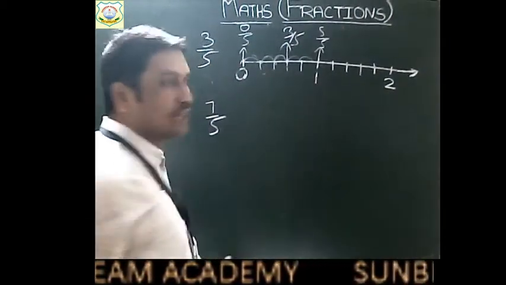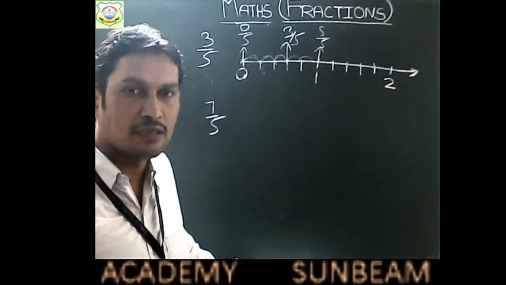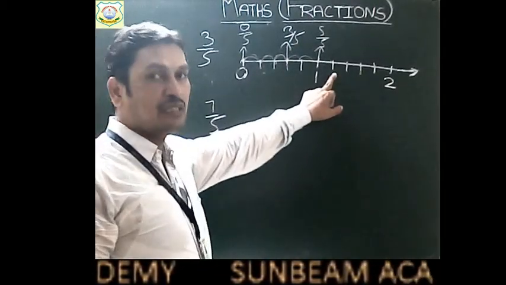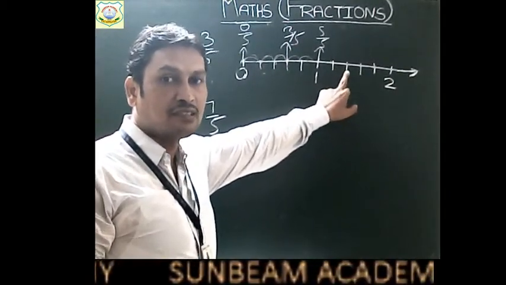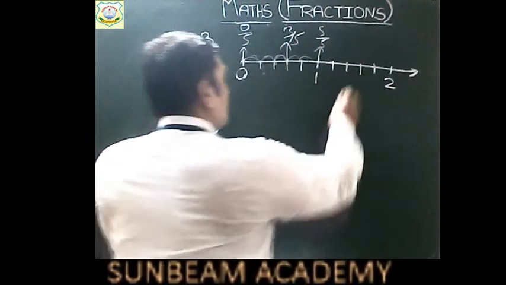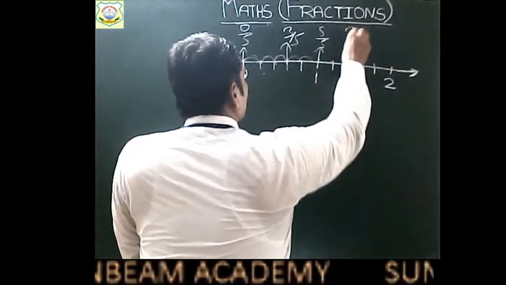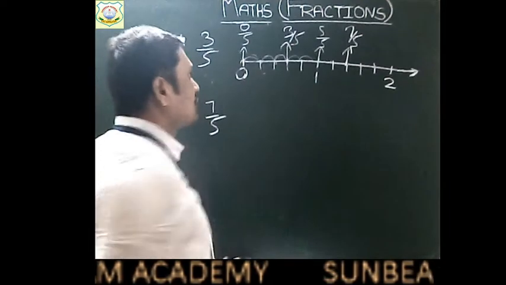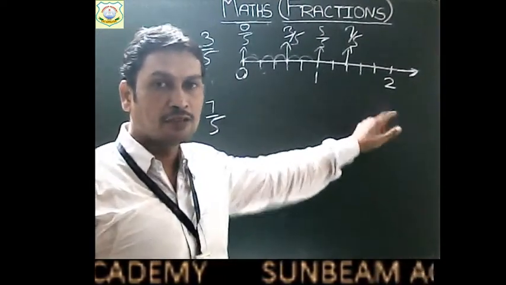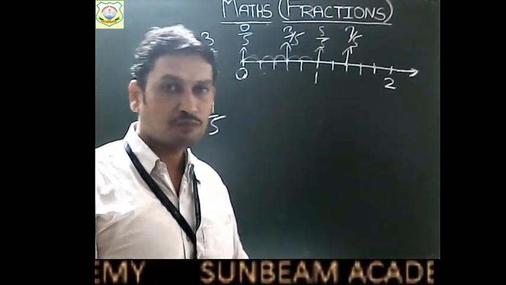So 5 divided by 5 is equal to 1. Okay. Now next will be 6 by 5. After that here is 7 by 5. So 7 by 5 is an improper fraction, and this will lie between 1 and 2, right?